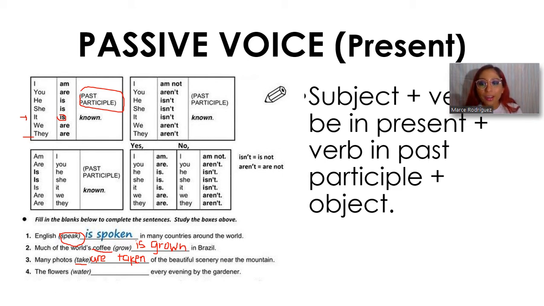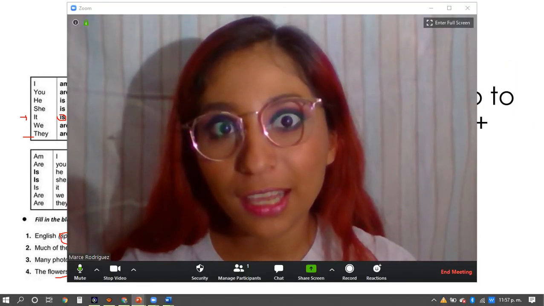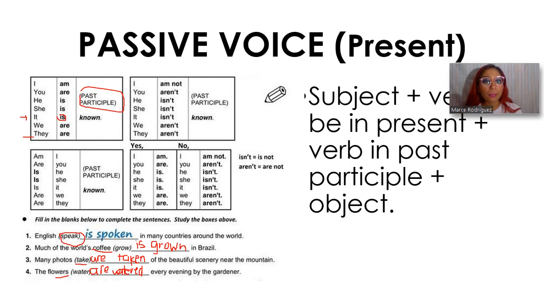The flowers water, okay? Water can be a verb too. If you have a flower, you can water it, okay? You pour the water. Flowers, it is plural, okay? So we are going to use are. Flowers are water, okay? It is regular. Every evening by the gardener. Something like that. Okay, remember.